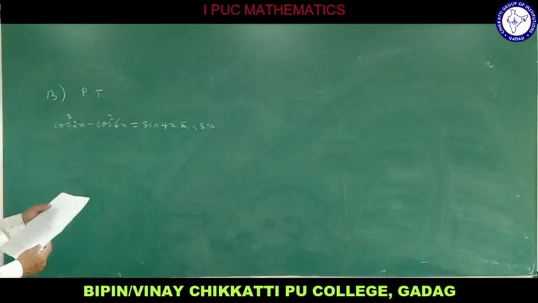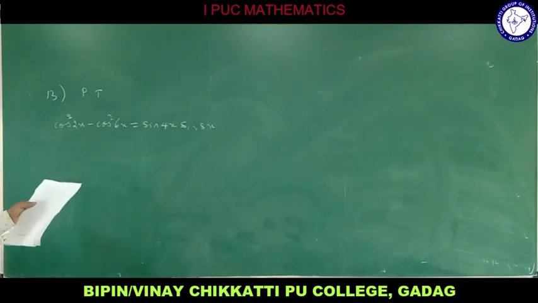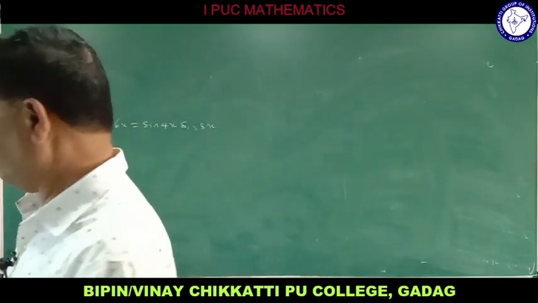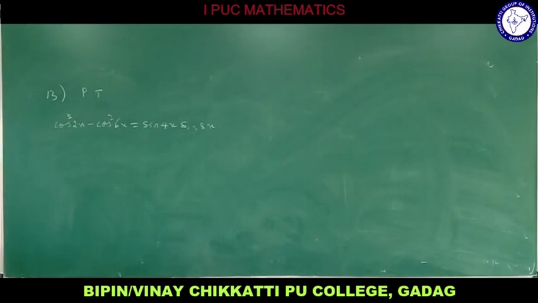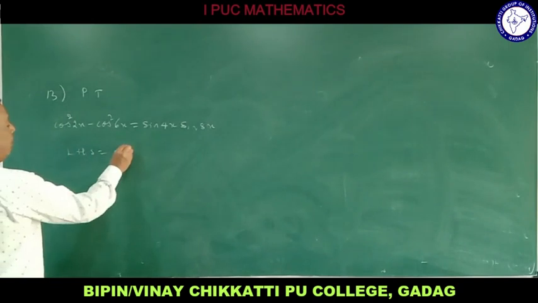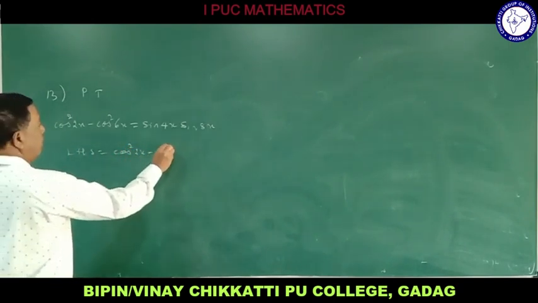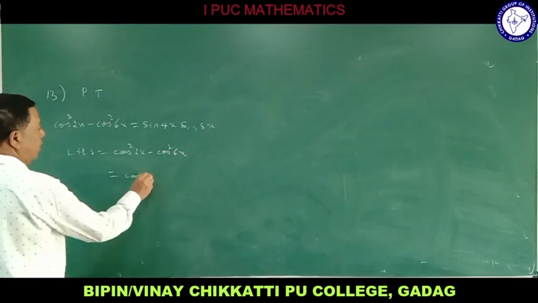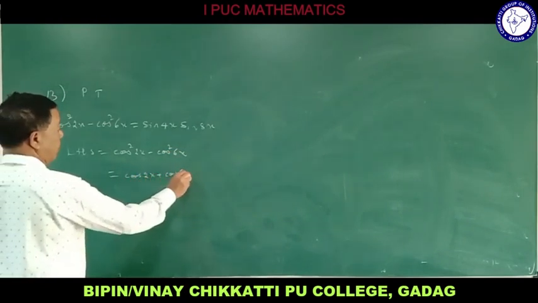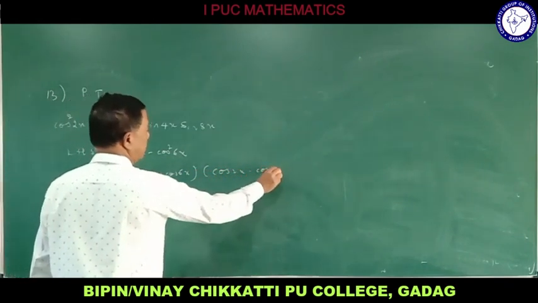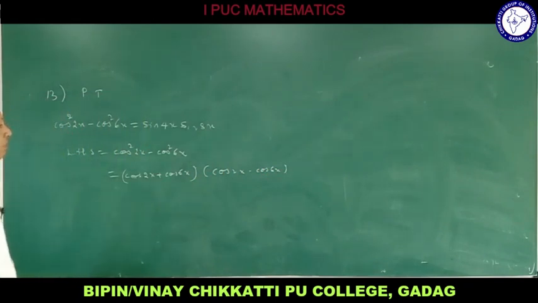One thing: sin 4x sin 8x is what should be proved, and we will have to apply the transformation formula. How can the transformation formula be applied? See this, LHS is what? Look, cos² of 2x − cos² of 6x. You know the formula a² − b² is equal to (a + b)(a − b). So here, cos of 2x + cos of 6x, that is a + b, into bracket cos of 2x − cos of 6x, that is a − b.